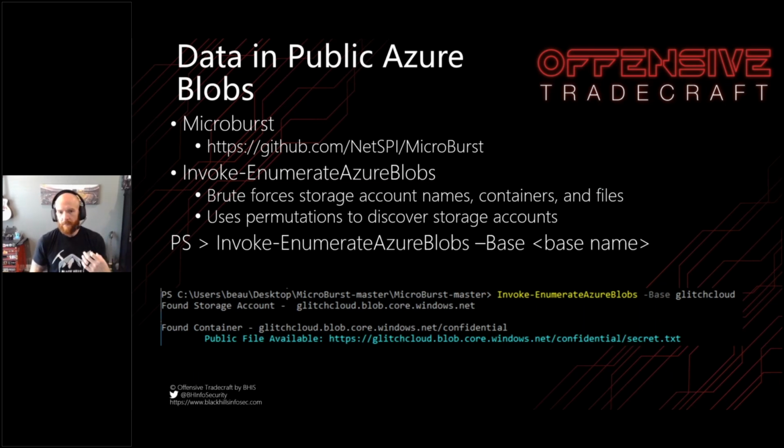It'll brute force that using various permutations. It'll add on stuff like -dev, storage, other words, and you can give it a list to add on other things to try to brute force this too. So it'll find those, and then it will search within those to see if there are any public containers as well as files. In this example, it found the container called confidential within the storage account GlitchCloud with the public file of secret.txt, which is in the confidential folder.